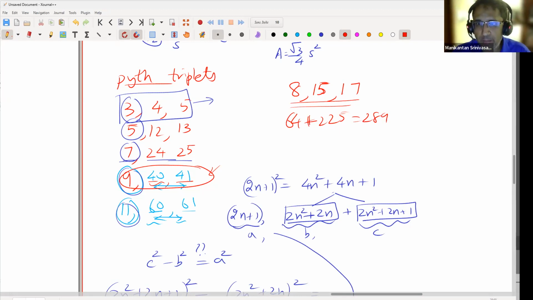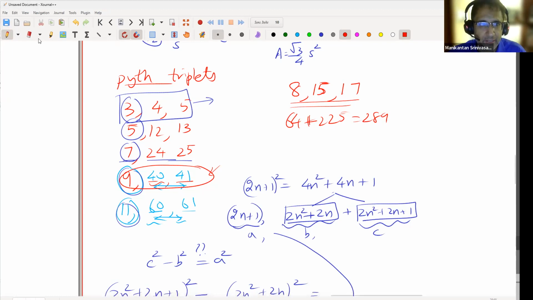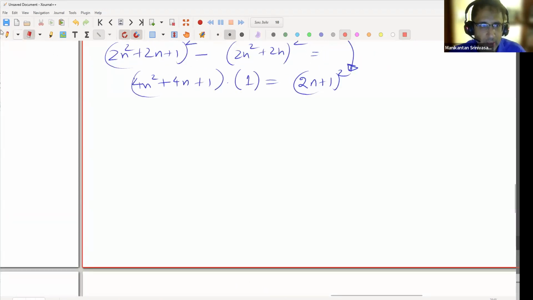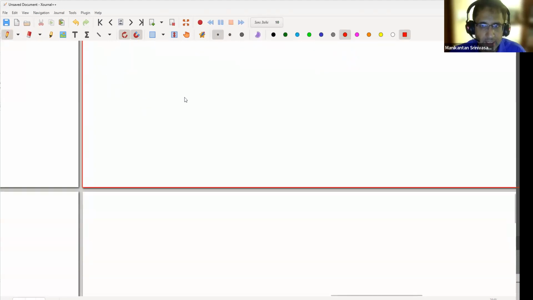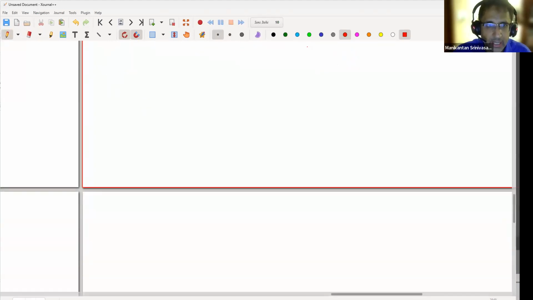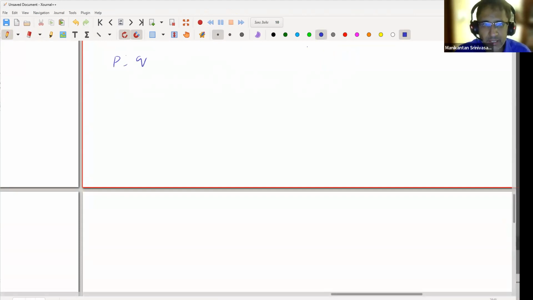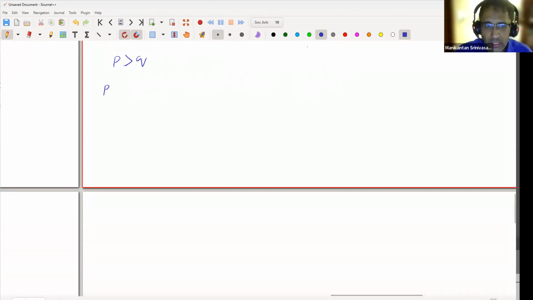Okay, so what is this pattern? A more general pattern is, I'll come down here. Okay, a more general pattern of generating triplets is actually very interesting. I can take any two numbers, P and Q. Okay, P and Q. Let's say P is greater than Q. Okay, I can form three numbers: P square minus Q square, 2PQ, and P square plus Q square. These three will be triplets.